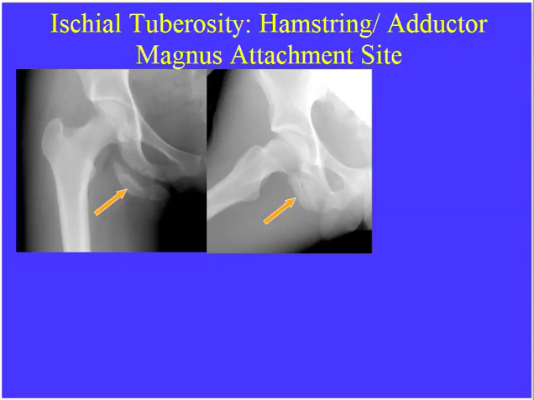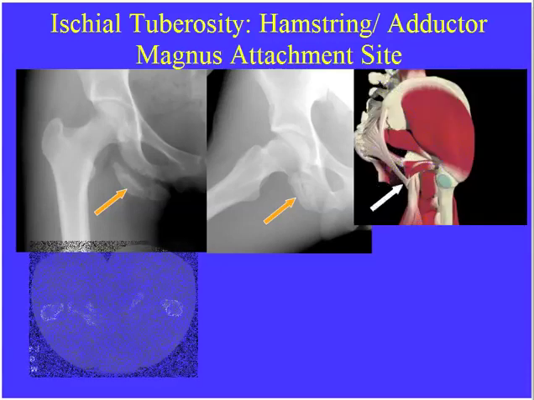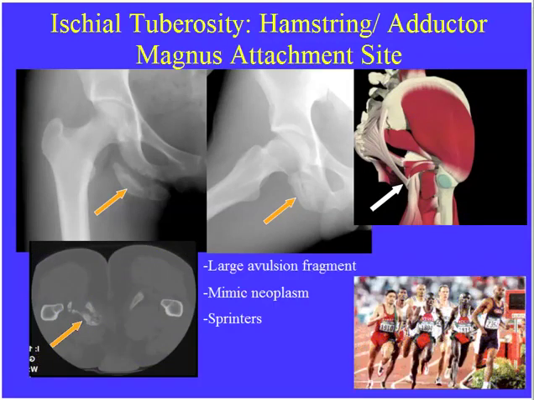But when you see this large piece of bone adjacent to the ischial tuberosity, just realize that represents an avulsion of the ischial tuberosity. We can see it on CT. They may show it to you on MR, plain film. And this typically occurs with sprinters.